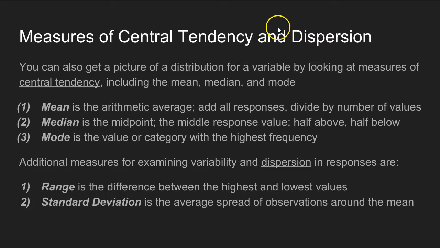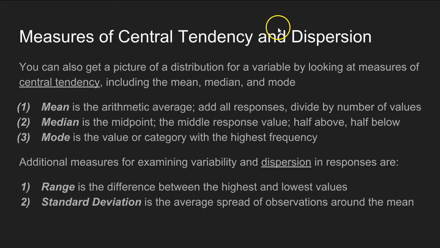The mode is the value or the category with the highest frequency. So it's the value that's observed most frequently for a particular variable. You can think about the previous slide where we had the shoe size that had the greatest number of values. That would be the mode. It was the most frequently observed value within that variable.